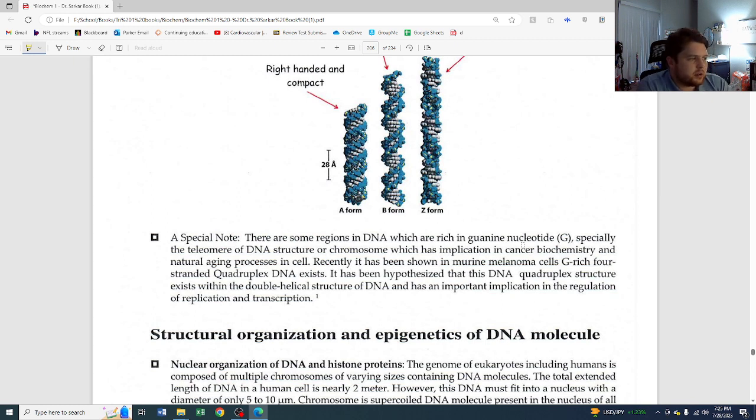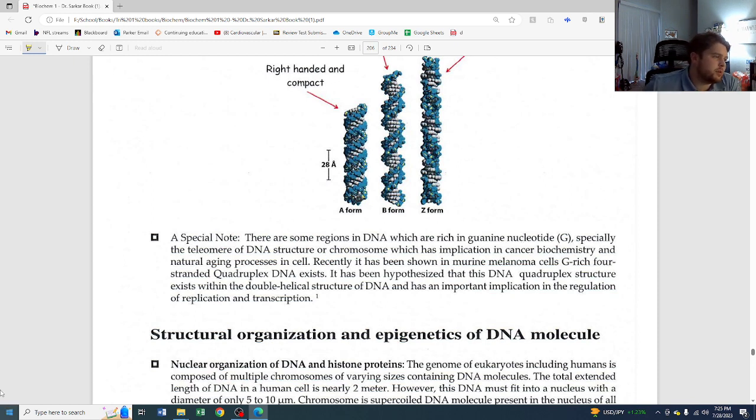Specifically the telomere of DNA structure or chromosome, which has implication in cancer biochemistry and natural aging process in the cell. Recently, it has been shown in murine melanoma cells, G-rich 4-stranded quadruplex DNA exists. It has been hypothesized that this DNA quadruplex structure exists within the double helical structure of DNA and has an important implication in the regulation of replication and transcription. Don't worry too much about that. That's just like a little extra note.